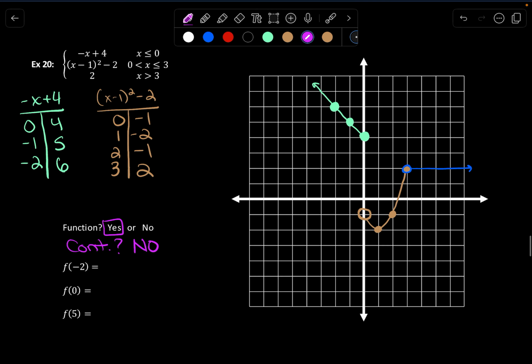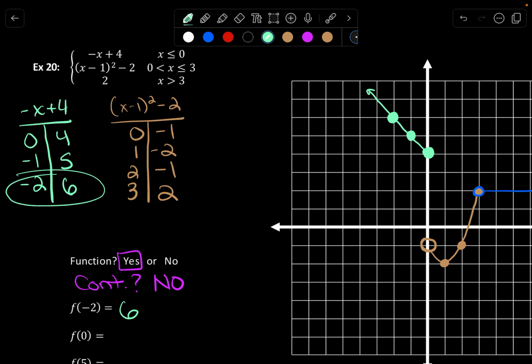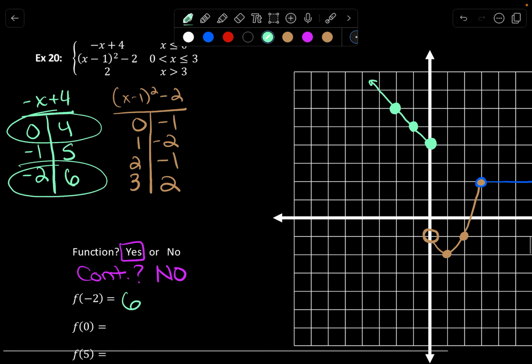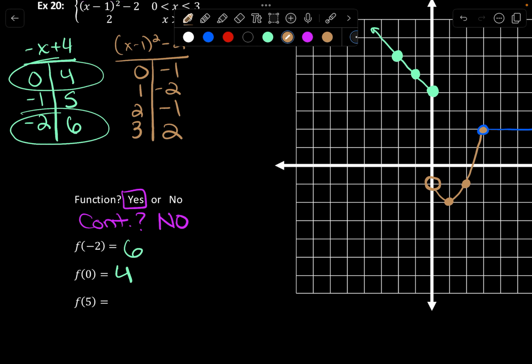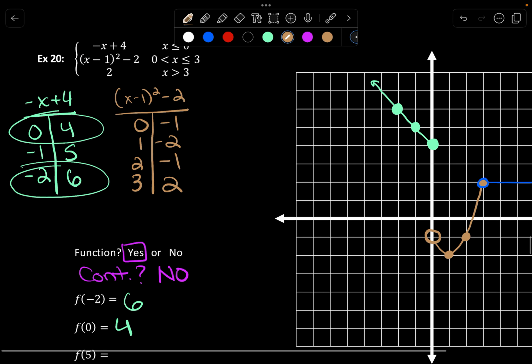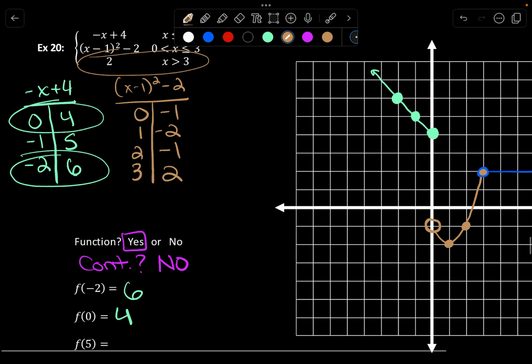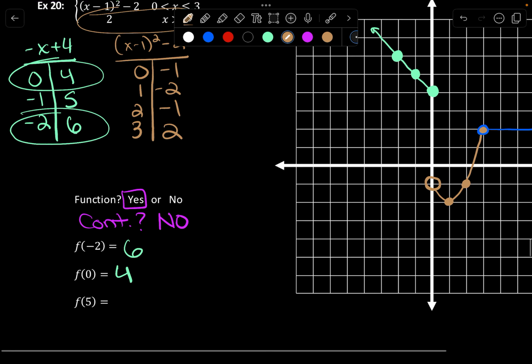F of -2, we already solved for that. So at -2, we got 6. F of 0, we also solved for that. We did it twice, but it's inclusive with the -x plus 4. So I'm going to use that value. So it's going to be 4. And then f of 5, I didn't solve that one yet, but 5 is greater than 3. So that means any value that is greater than 3 will have a value of 2.